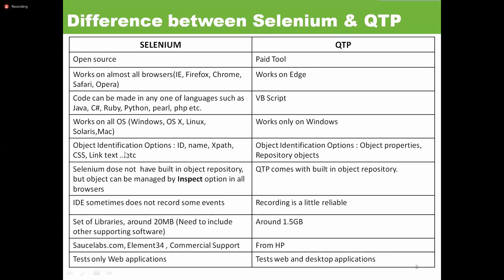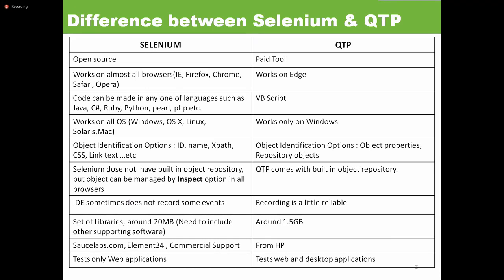As simple as that, how many types of techniques do we have? 8 types of techniques are there. So in Selenium, it depends on the tester. Based on what the tester is comfortable with, we can utilize any of the options here.